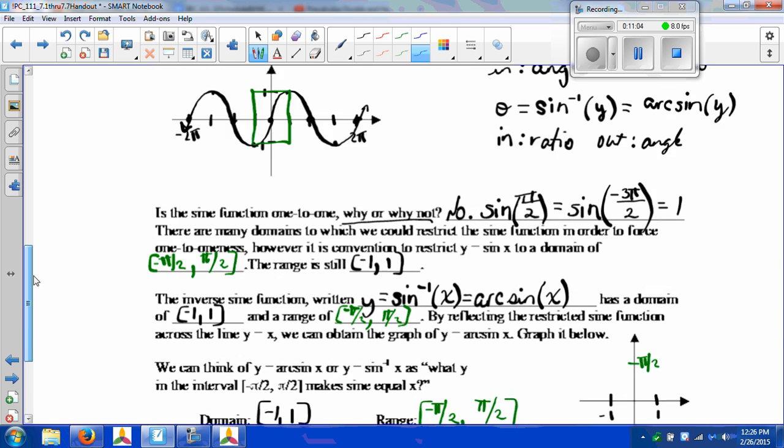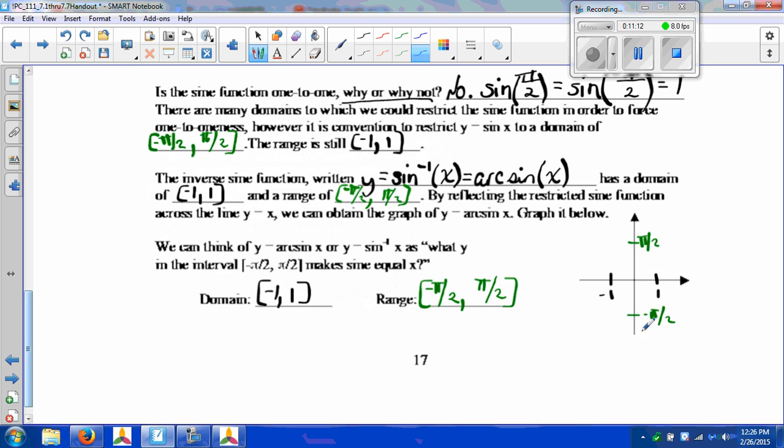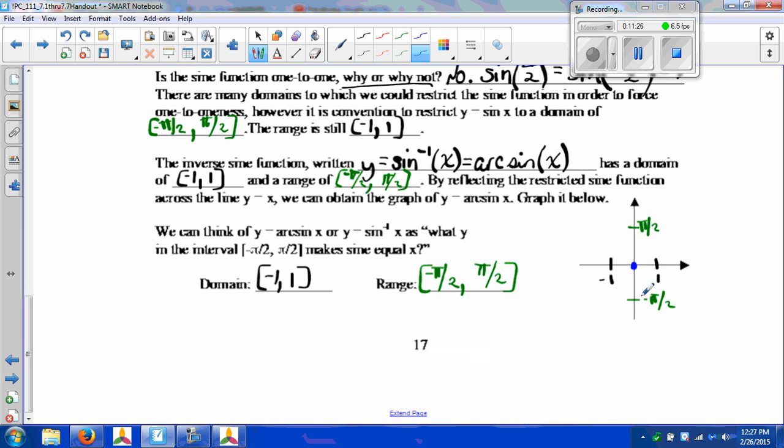Let's think about what this is. When you take the sine function and interchange its x's and y's, the point 0, 0 is still just going to be 0, 0, so I'm going to put that there. And then the point negative pi over 2, negative 1 is now going to be negative 1, negative pi over 2. So there. And likewise, the other one is going to be 1, pi over 2.